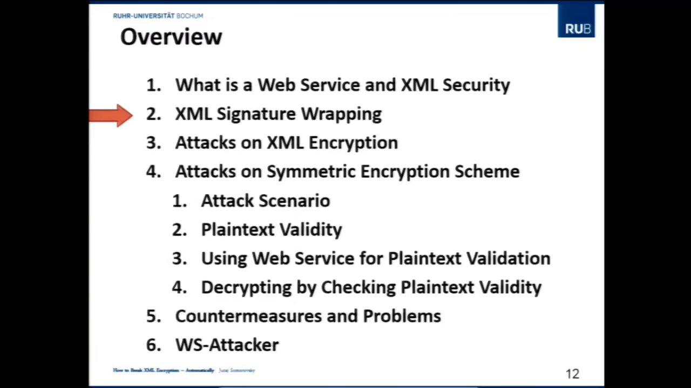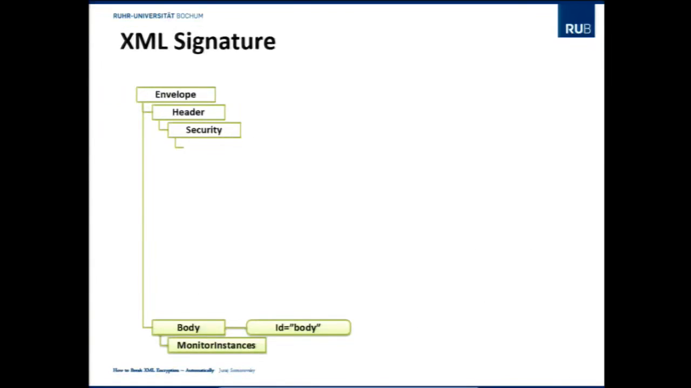Now, to give you some ideas behind the problems in XML security, I present the first attack. It's called XML signature wrapping. Here we can see a message invocation with a body containing monitor instances. This is a simple function invocation, and what we do if we create an XML signature is that we want to secure this message.